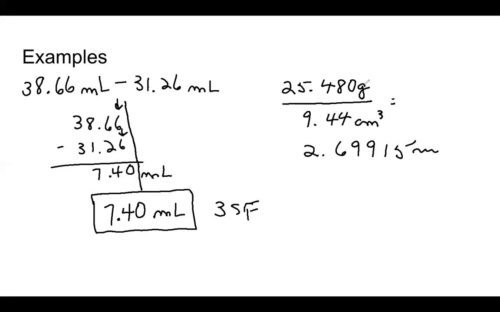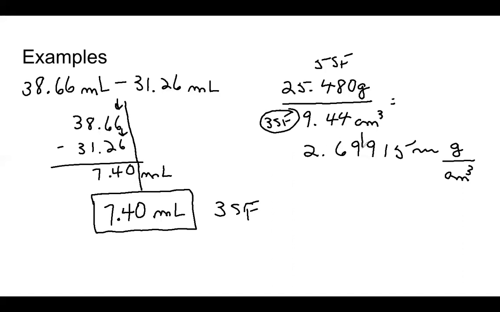My units are grams divided by centimeters cubed. We divide the measurements, we divide the units. So now I have to figure out how to report this number. And now, since I'm doing division, I look at the sig figs in each measurement. So my top measurement is 1, 2, 3, 4, 5 sig figs. The denominator has 1, 2, 3 sig figs. I go with the least number of sig figs, which is 3. So my answer gets 1, 2, 3.